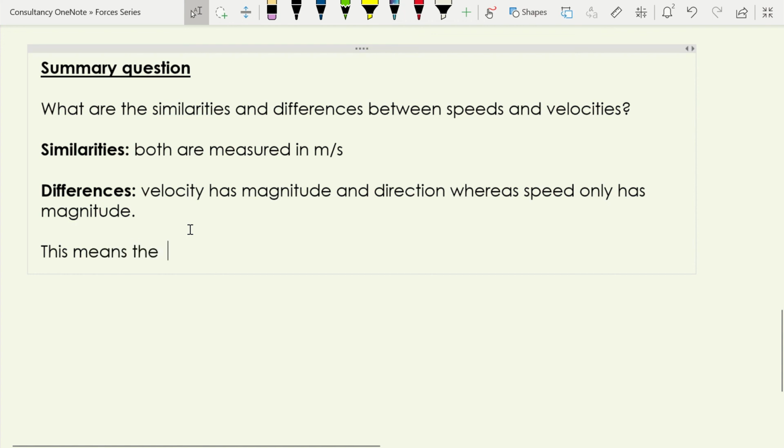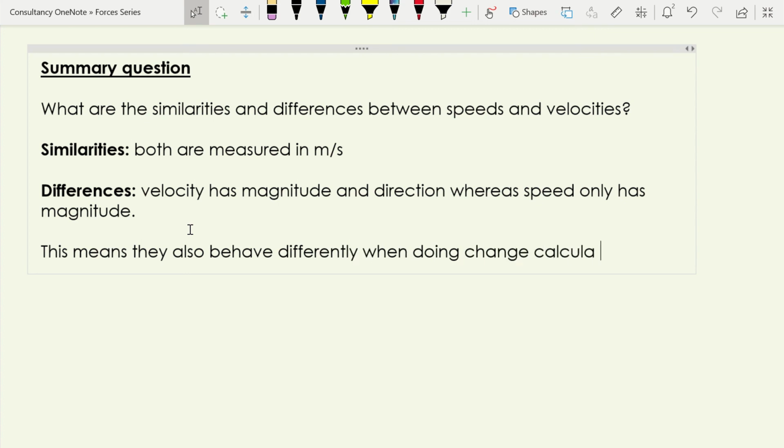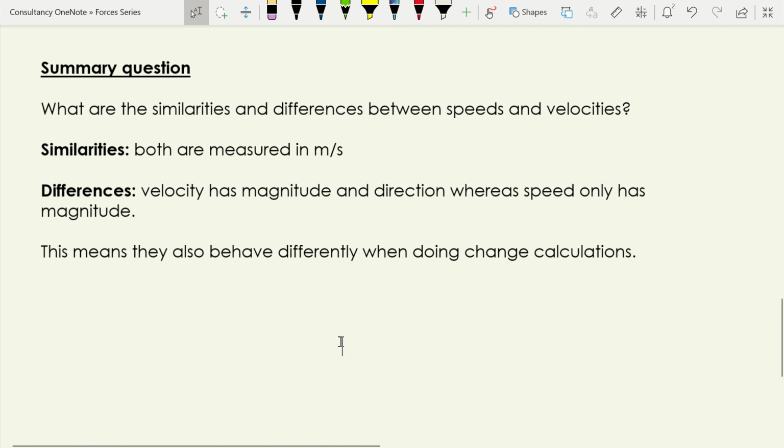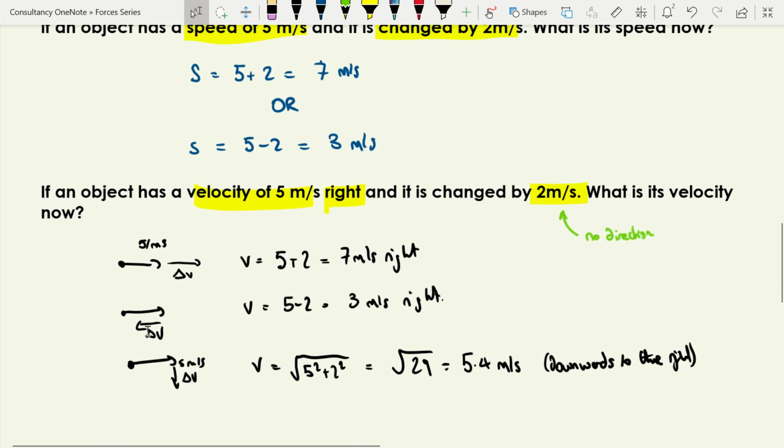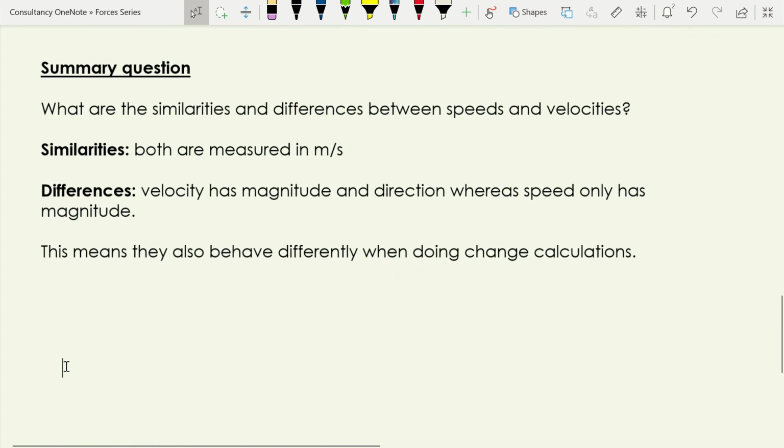This means they also behave differently when doing change calculations. And that's a really important difference that we often miss or don't appreciate when we're dealing with scalars and vectors. Most people can tell you this, but actually describing how they behave differently mathematically is the important difference between scalar and vector quantities. Okay, so that brings us to an end on this speed versus velocity video. And then in my next video, I'll pick up on what acceleration is.